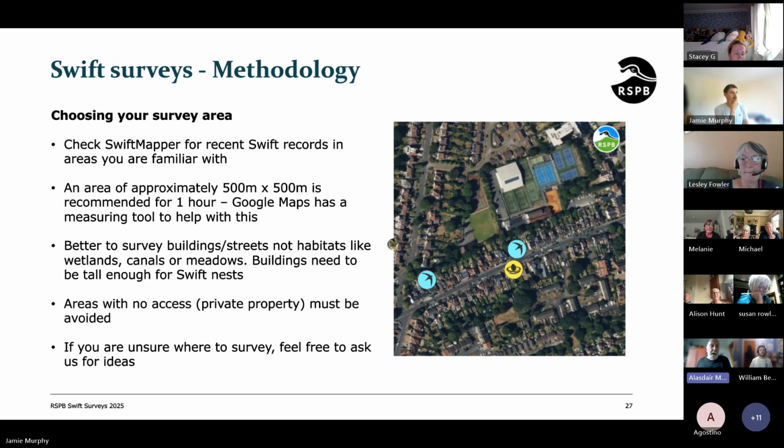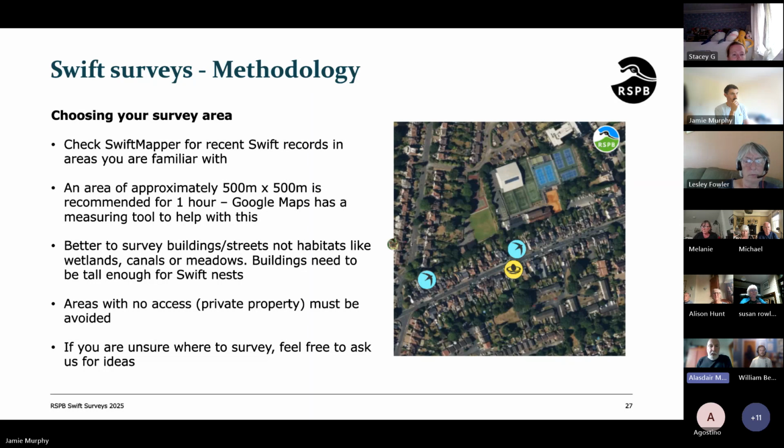Now, choosing a survey area. One of the ways you can do this, we'll be talking about Swift Mapper shortly, is a way of finding out where there are swifts around, and it's worth exploring that area. And what we recommend, if we're doing systematic surveys, we normally give people a 500-meter square area. And we recommend choosing roughly that area. So that's a quarter of one of the squares on an OS map. They're a kilometer square. So if you imagine that divided into quarters, you're having one of those. If you use Google Maps, there's a way of measuring out roughly that sort of size.